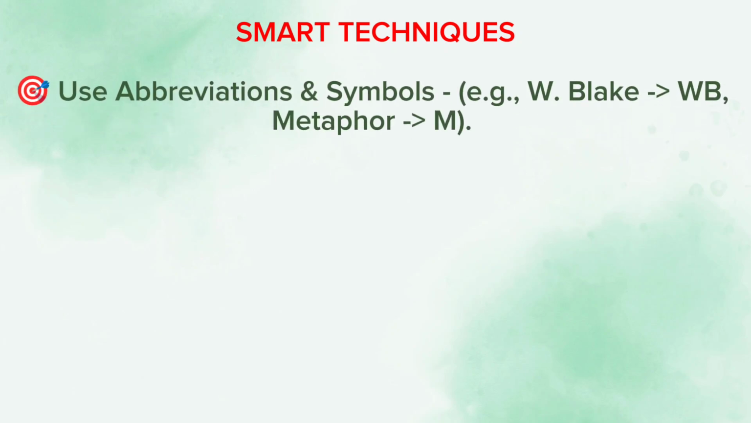Now that you know how to write and what to write, let's talk about some techniques which can help you make your notes even better. This is a very smart technique you need to adopt. While you are making notes, to make them more effective, you could use abbreviations or symbols. For example, for William Blake, since it's a very long name, you can write WB for your own understanding. For metaphor, you can symbolize it as only M, for your own notes only.